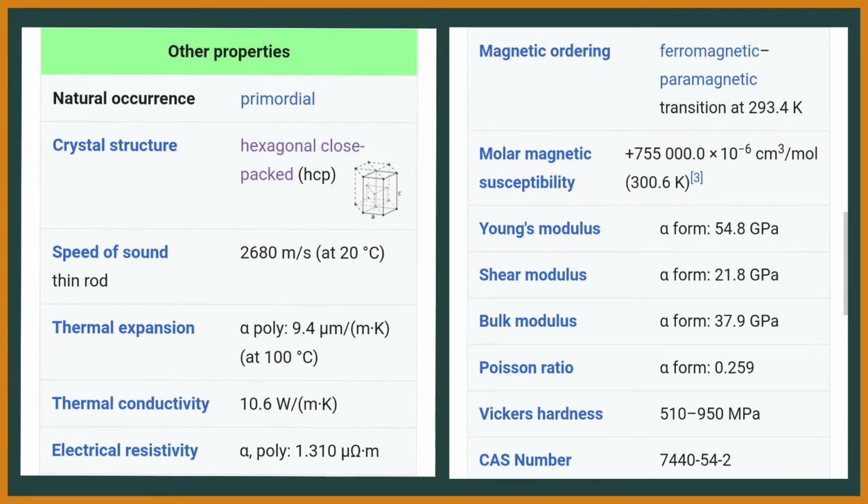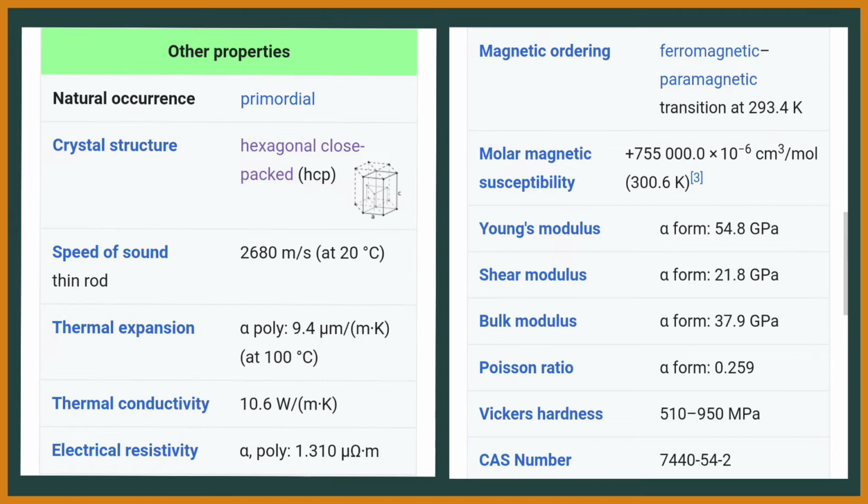And then electrical resistivity, poly 1.310, and then its magnetic ordering: ferromagnetic-paramagnetic transition at 293.4 K, and its molar magnetic susceptibility 755,000 times 10 to the power of negative 6 centimeter cubed per mole.